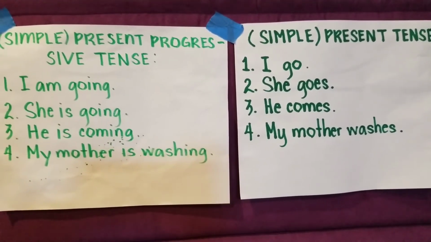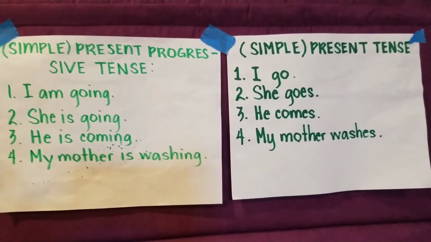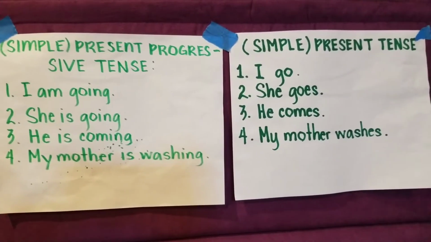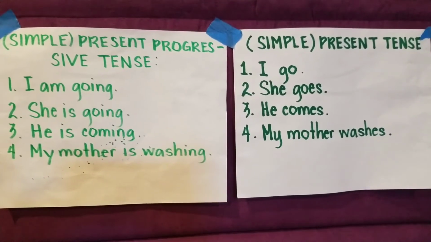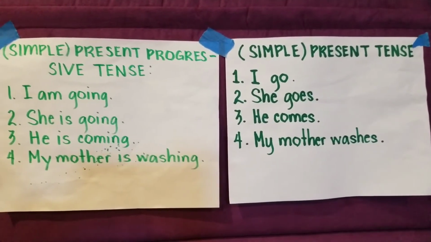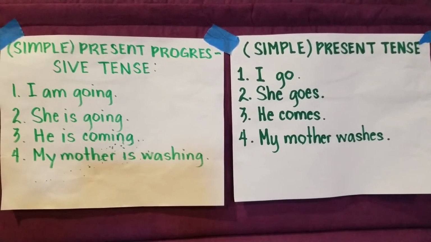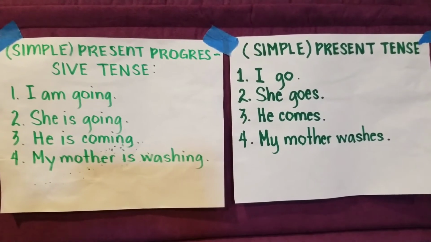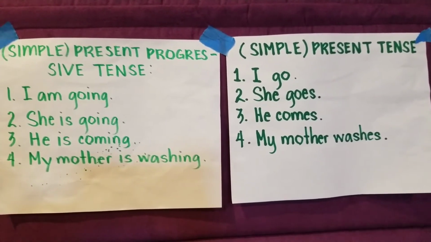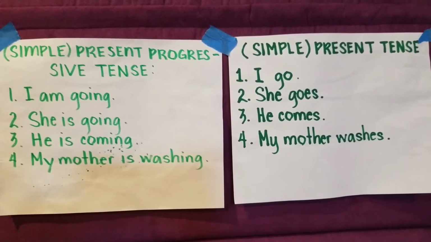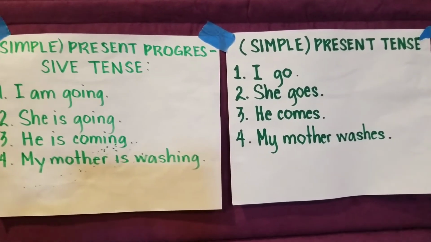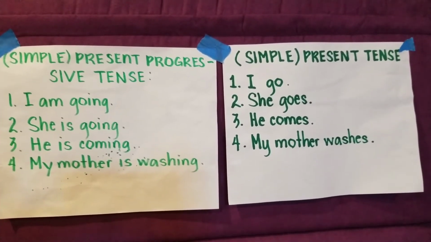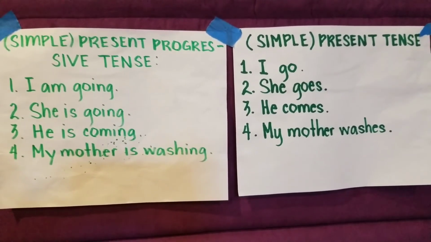Take a look at the given examples under each tense. They differ by just 2 words, right? Let's contrast the sentences under each tense. What's the difference between I am going and I go? In the simple present progressive tense, the main verb is formed by adding the suffix ing. While in the simple present tense, the present form of the main verb is used. Going, go. Don't forget, the ing tense is the progressive tense.